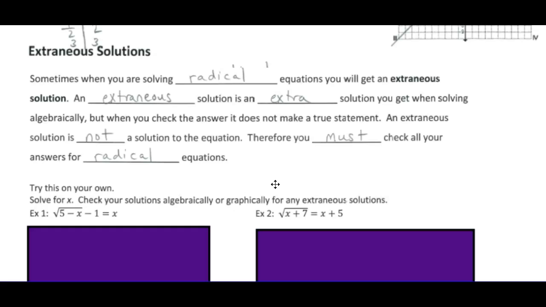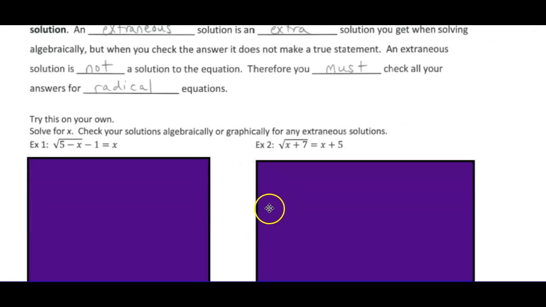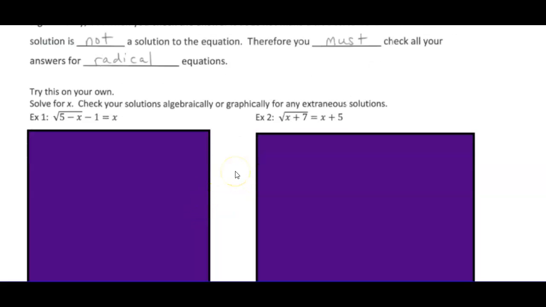So we have to check all answers for any radical equation that we do. So we'll solve the radical equation like we know how. We'll go back and check it to make sure that we actually did it right, or that both answers qualify. Okay, so let's go through these examples step by step. If you want to pause and try them, you can certainly go as far as you want to. I'm going to show you step by step so you can then check against that.